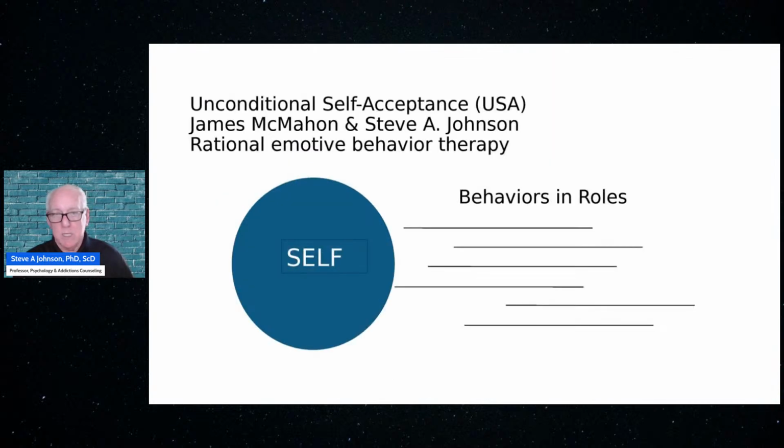Or actions. So this is one that my good friend, the late James McMahon, and I developed within rational motive therapy. And this is to help clients separate the self from the roles and behaviors that they have. Because when people globalize rating the self, that never goes anywhere good. We really want to try to help them transcend the global negative rating of the self.